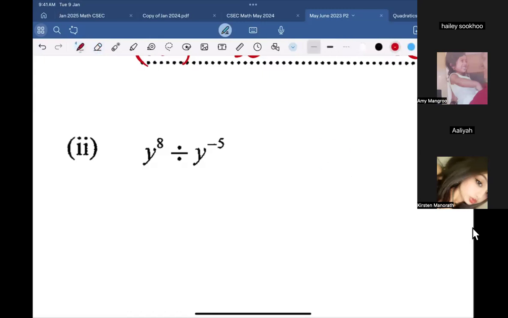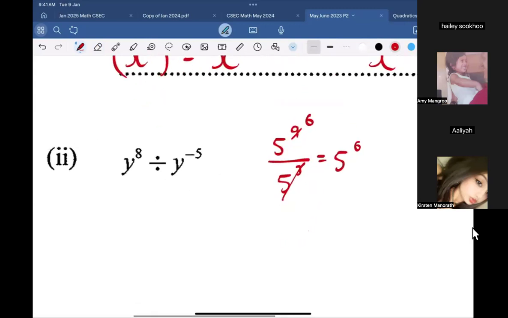I'll say that one more time. Imagine I have 5 to the power 9 divided by 5 to the power 3. 3 5s in the bottom would cancel off with 3 on top, so that would be 5 to the power 6. So the answer is 5 to the power 6. You understand? So your rule for that is x to the power a divided by x to the power b. It's just simply the difference of the powers, so a minus b, like what was being said.